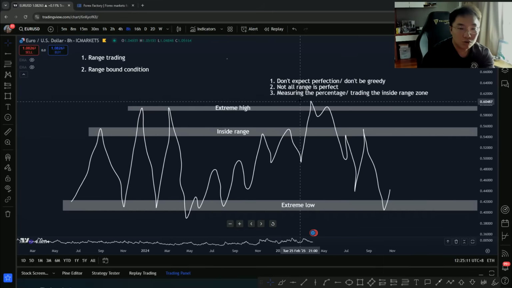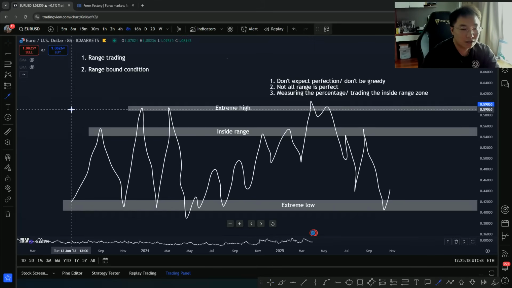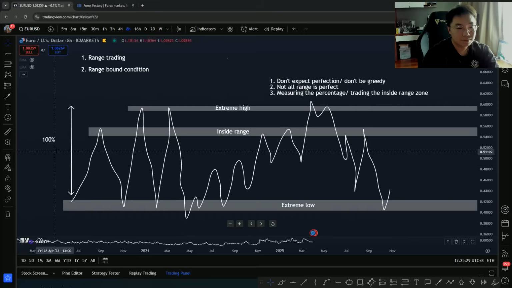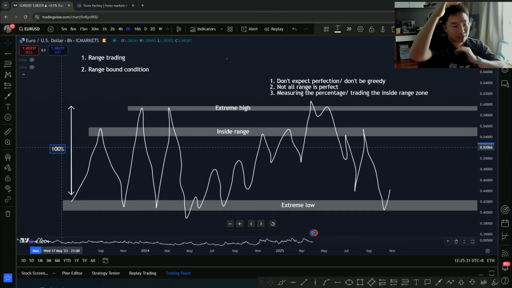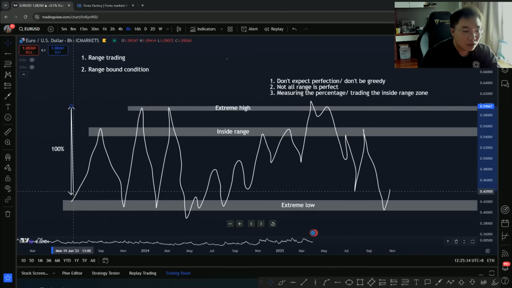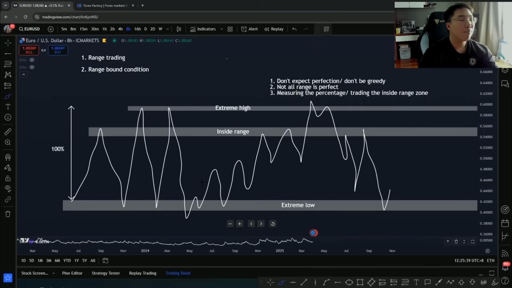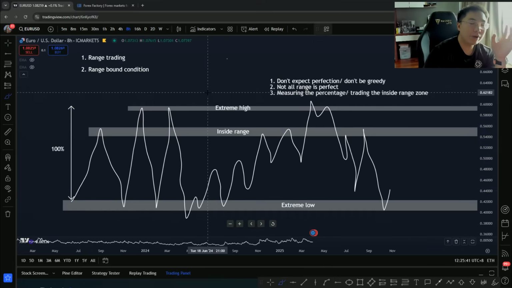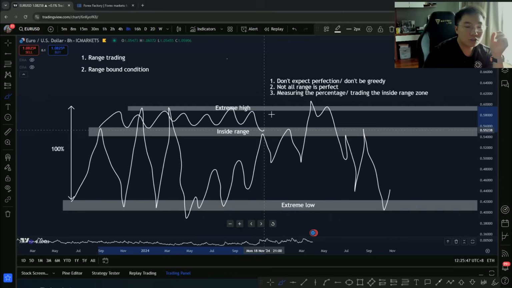So what I like to do when it comes to measuring the percentage is I love to draw a range in this way. So this is a range. Assuming from here to here, I'll just call it 100%. This is the full range. That's the entire 100%. So what I like to do is I then tell myself my entry, if I'm going to go long or go short, it has to be at the upper 20%.